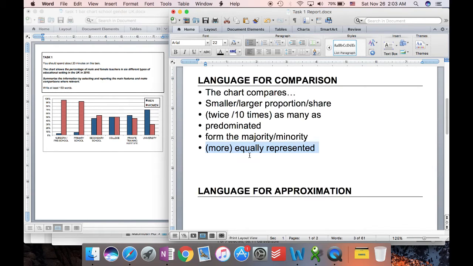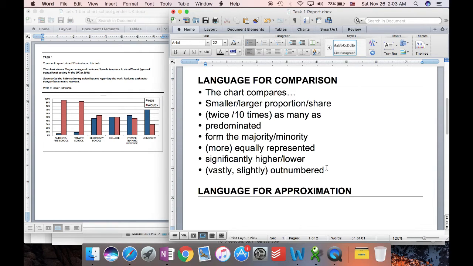More equally represented, or equally represented. So in college, men and women are equally represented. In secondary school, the two genders are more equally represented, but not exactly the same. Significantly higher or lower. So men are significantly lower than women in primary schools. And outnumbered.